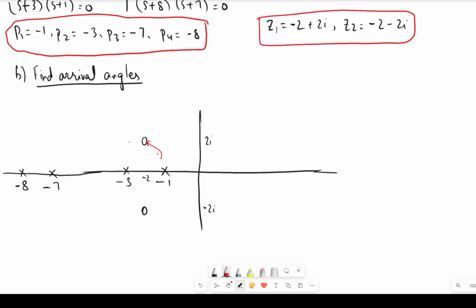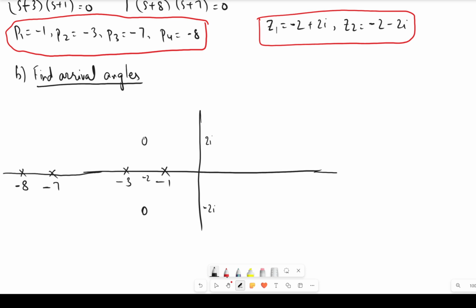So this angle, we need to find this angle. And because the locus is symmetric, if we find this angle, we'll be able to find the angle at this point as well. Because if this is 30 degrees, then this is the reciprocal, so that means it will be -30 degrees, right? Now to find these angles, we need to apply the angle criteria.